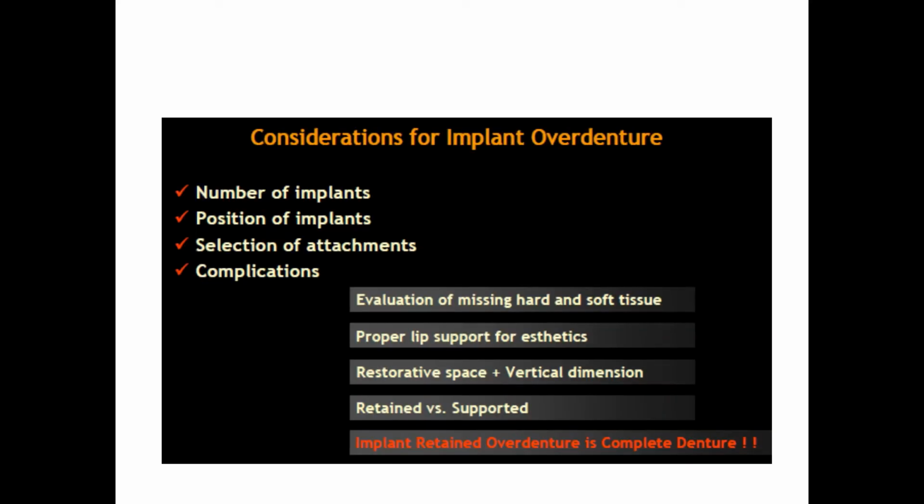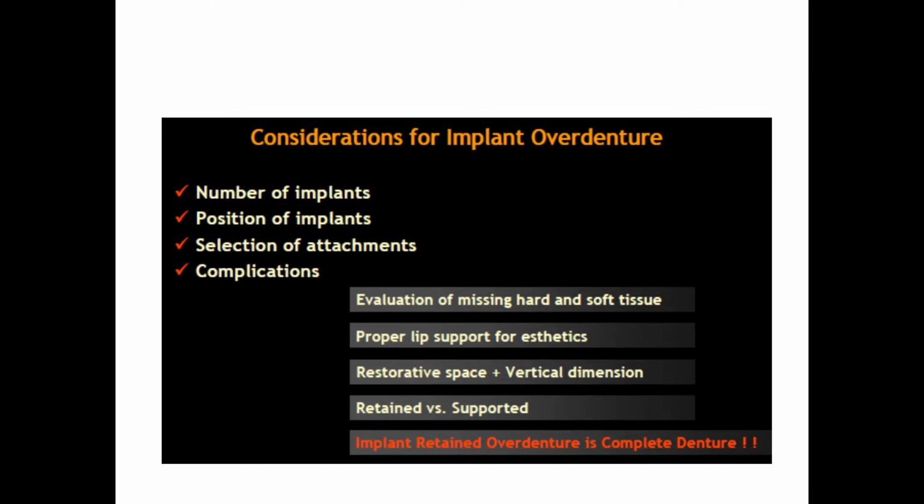What are the different considerations for implant overdentures? The number of implants, the position of implants, the selection of attachment types, and what are the complications? So all of these need to be evaluated. Evaluation of missing hard or soft tissues, proper lip support and aesthetics, restorative space, vertical restorative space, or the vertical dimension of occlusion for the patient.